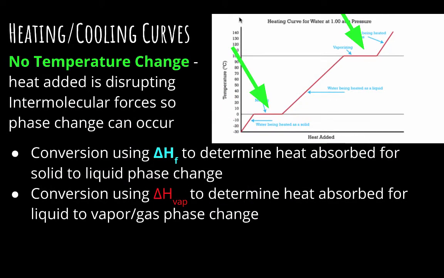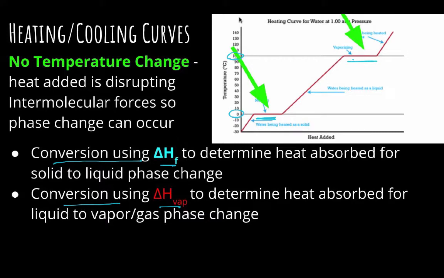The other part of the graph then is those flat lines. Those flat lines happen when you have phase changes. Like I said, we're focusing on water. So for this one, we're at 0 degrees and 100 degrees. When you're doing the calculation for those parts of the graph, it's going to be a conversion using that heat of fusion if you're looking at the solid to liquid phase change, or a conversion using heat of vaporization if you are at the liquid to gas phase or liquid to vapor phase.